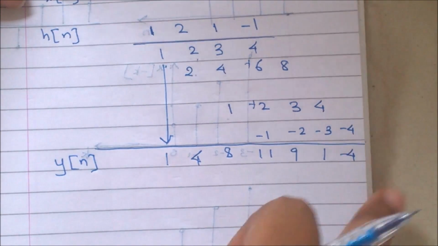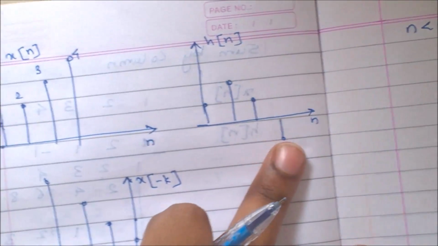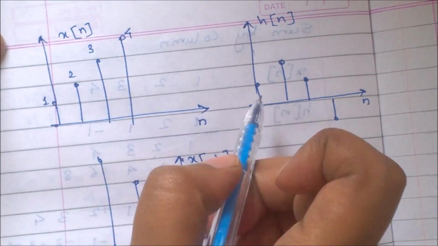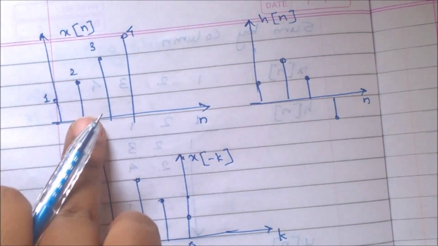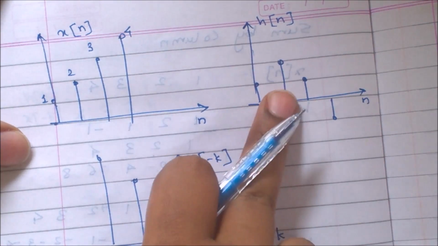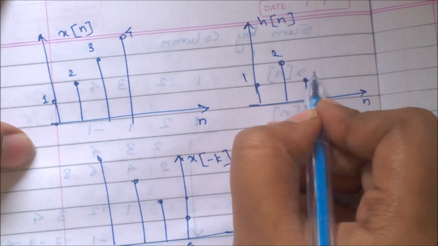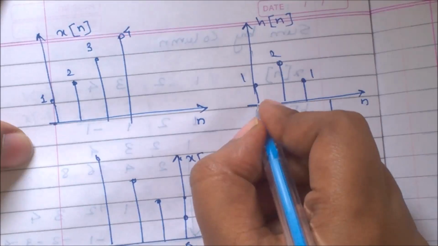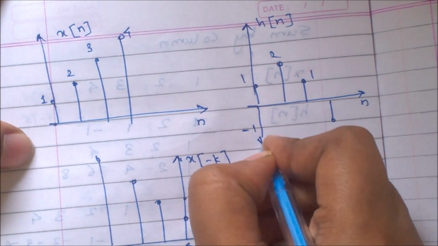Then the next one we'll be going to is the graphical method. In the graphical method, we'll have to draw both the signals. This is x of n, 1, 2, 3, 4. H of n, 1, 2, 1, minus 1.